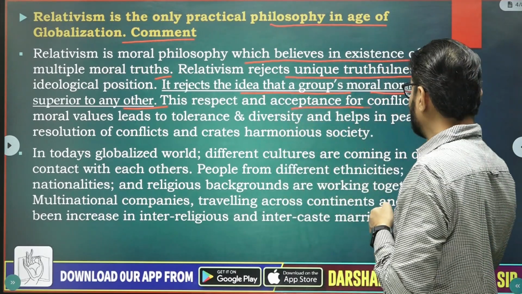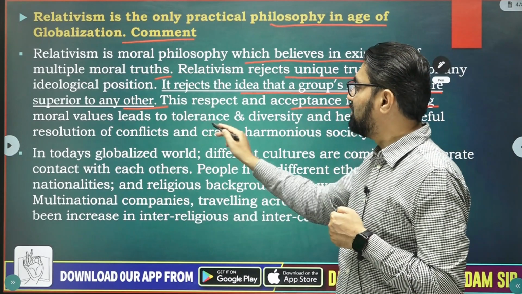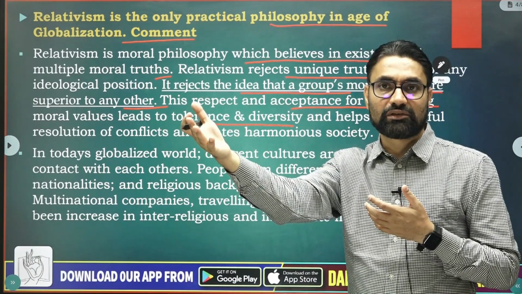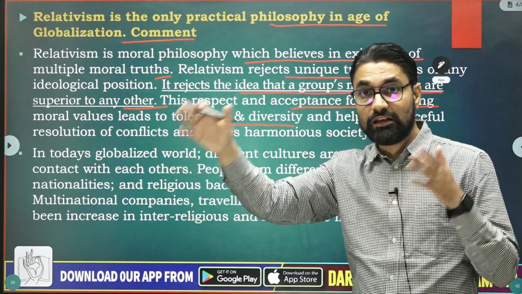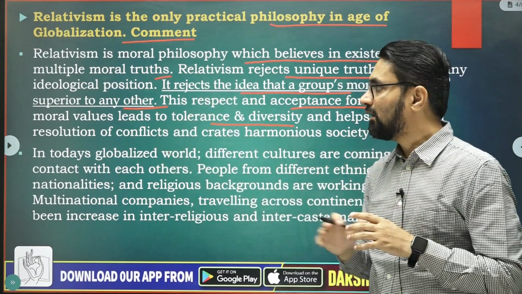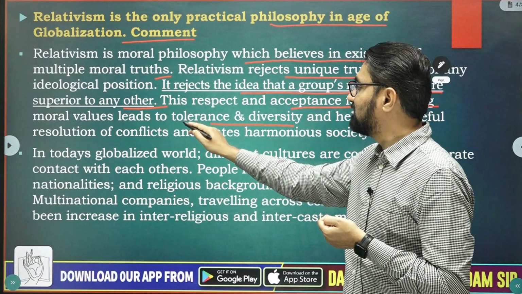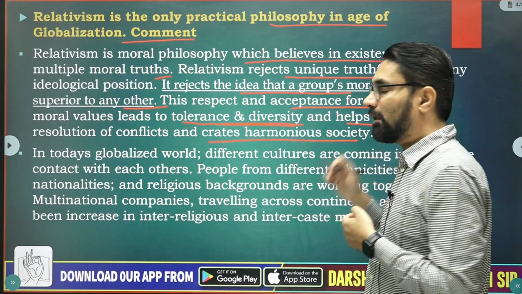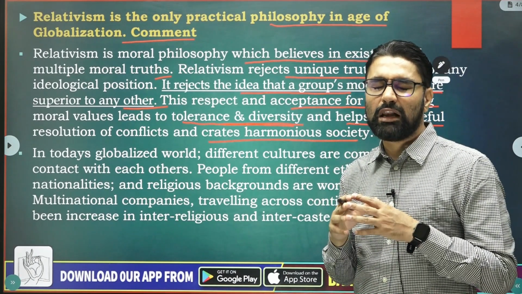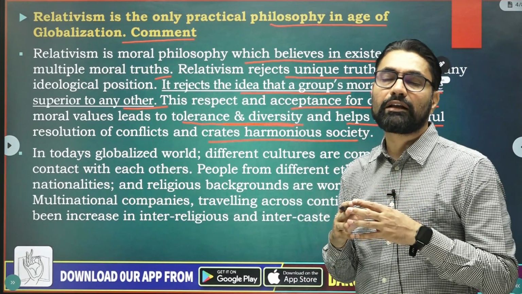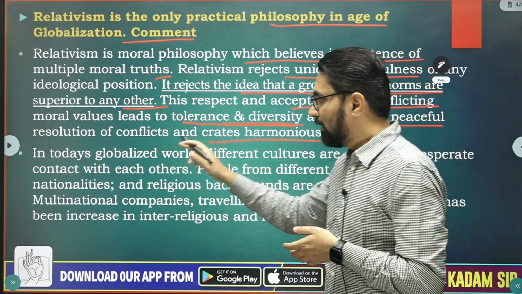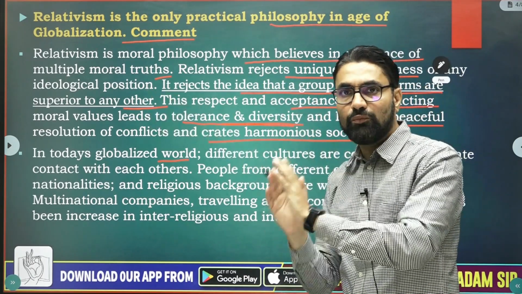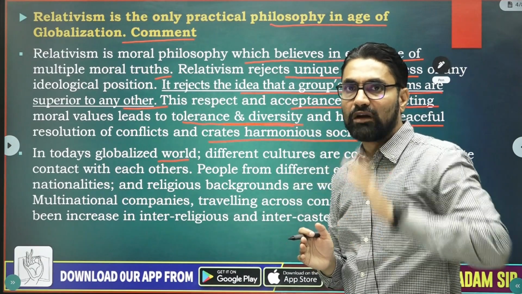So this respect and acceptance for conflicting moral values leads to tolerance and diversity. And with this acceptance, everyone's norm could be a great moral law in their own context, as per their own religion or culture, and that's why it allows for the existence of tolerance and diversity and helps in peaceful resolution of conflicts and creates a harmonious society. Okay, in today's globalized world, so we justified the basic idea of relativism and why it will create a harmonious society, because it allows for moral flexibility, tolerance and diversity.